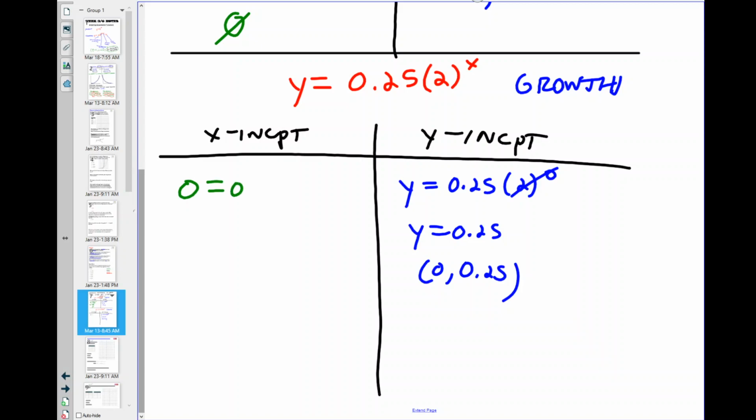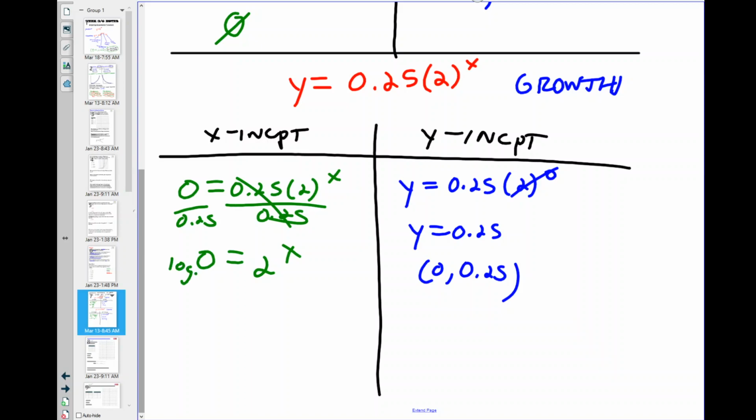Alright, so 0 equals 0.25 times 2 to the x. As we said before, once we divide by 0.25, we get here. And then once we take log base 2 on both sides, you're going to get an error again. The reason you get an error is because there is no x-intercept. And the reason there is no x-intercept is because if we were to actually graph this, you would see that since k is 0, since there's no k, there's a horizontal asymptote there. You can't touch it.